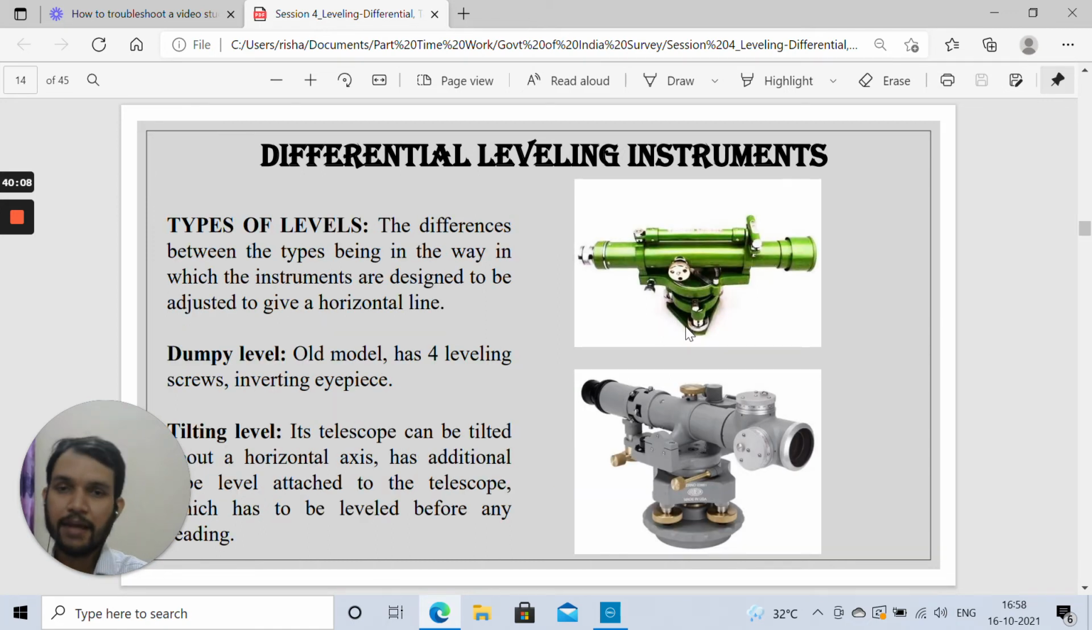Now types of levels. The purpose all the levels serve generally is the same. All the levels are generally used to compute the difference in elevation. Okay, there are three types that are basically used. I will tell you one by one. First one is the dumpy level that I have shown with the help of green color at the top. You can see it is an old model. All three levels basically serve the same purpose.